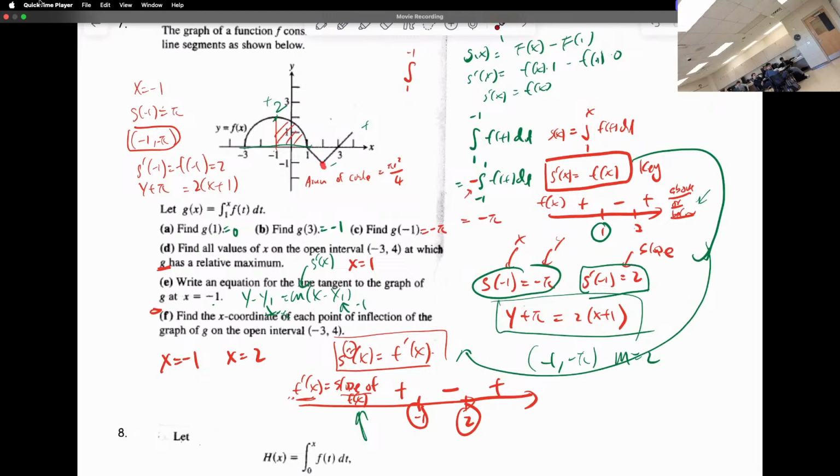G double prime of x, yeah, that would be does not exist, but does not exist can still be an inflection point because it would change from negative to positive. If I ask you g double prime at 2, it will be does not exist. But if I ask you whether g has an inflection point at 2, you're going to say yes because it's changing from negative to positive.